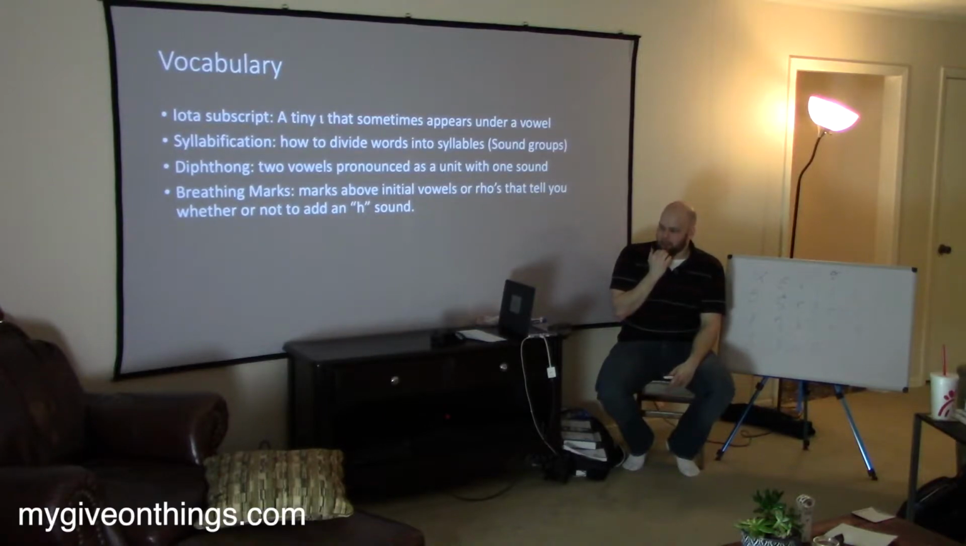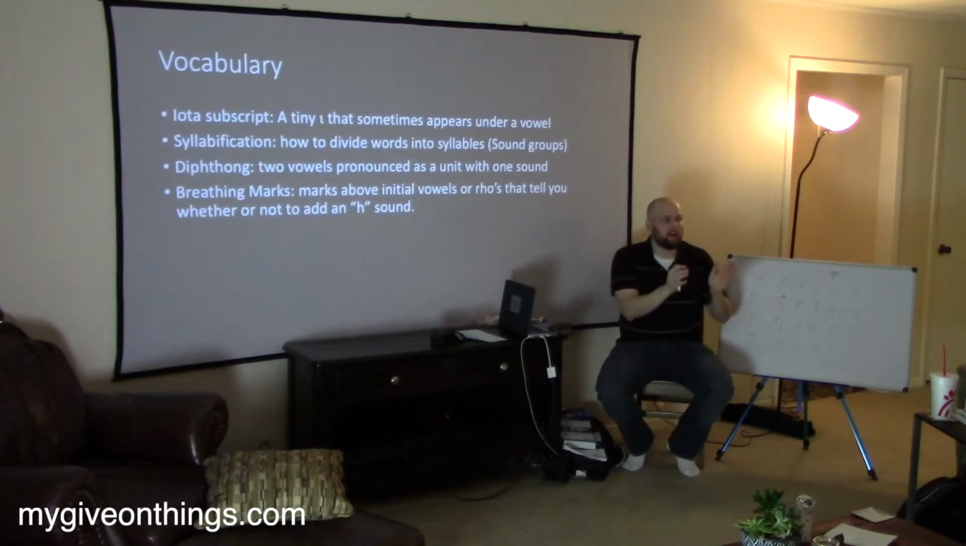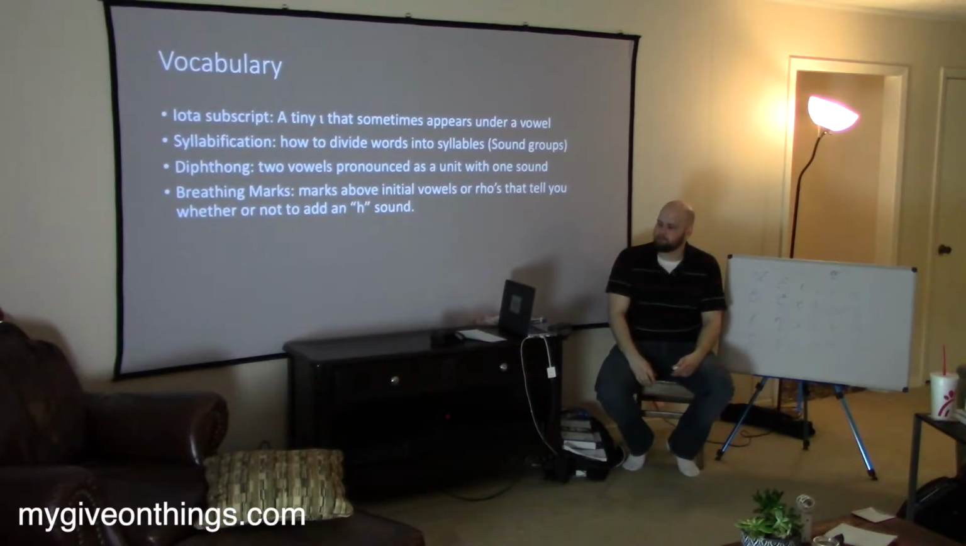And then breathing marks. This is one of the harder parts as far as learning how to read the language. Recognizing a breathing mark. There's a rough breathing mark and a smooth breathing mark. And so sometimes it's doing nothing, and sometimes it's telling you add an H sound at the beginning of this word. So we'll look at those and figure out how to differentiate them. So everybody at least clear on the definitions of these things?